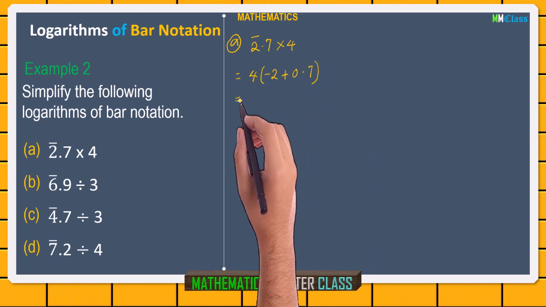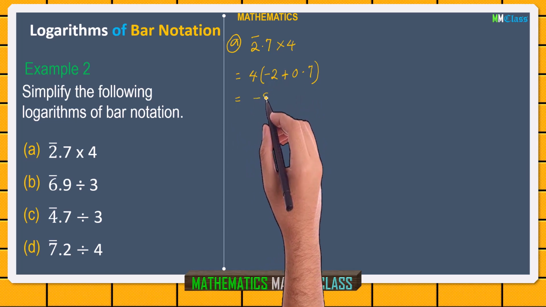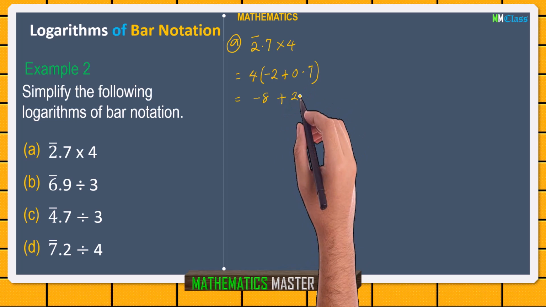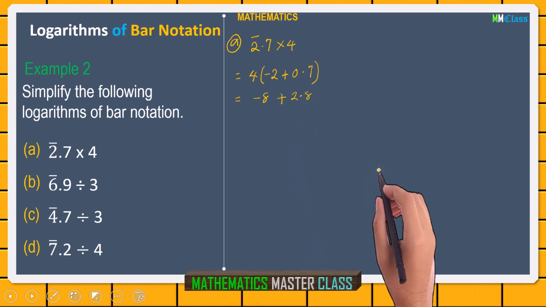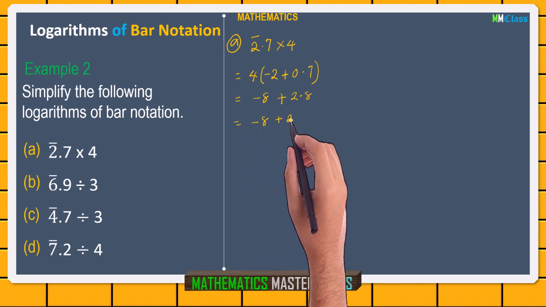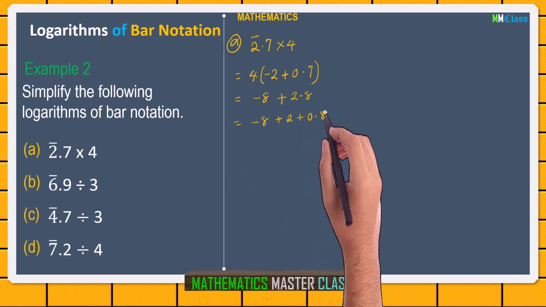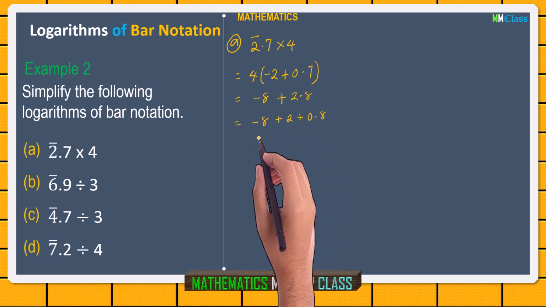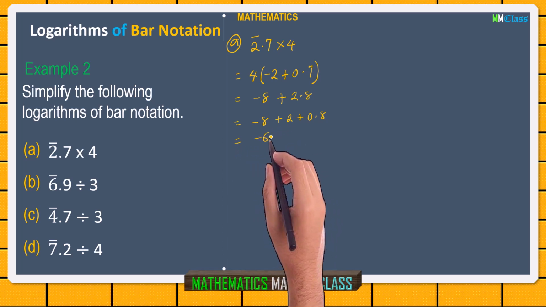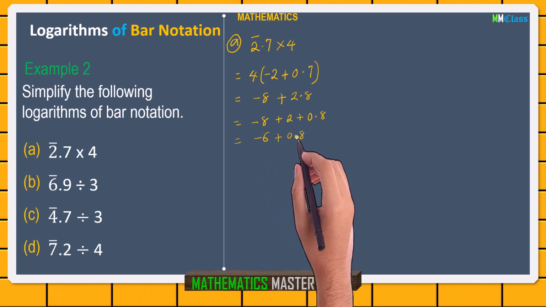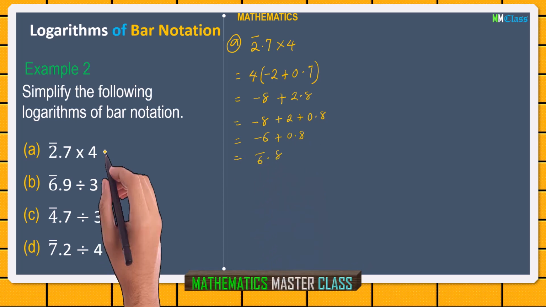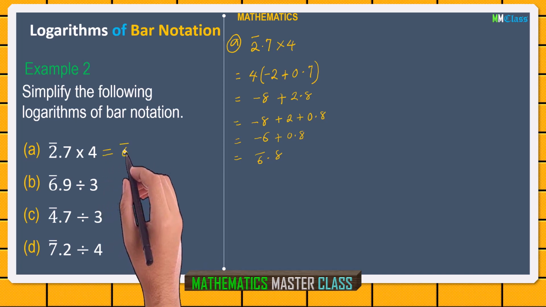So our solution will now be 4 times minus 2 will give us minus 8 plus 4 times 0.7 will give us 2.8. So we are now going to expand this part of the number. So this will be equal to minus 8 plus 2 plus 0.8. So we are going to add this plus 2 to minus 8, and that will give us minus 8 plus 2 will give us minus 6 plus 0.8. So the final answer now will be equal to bar 6.8.